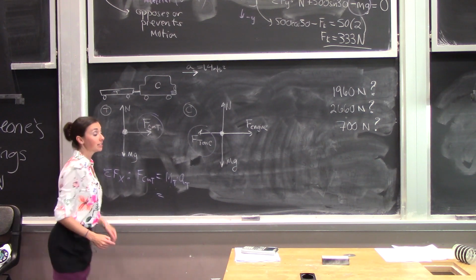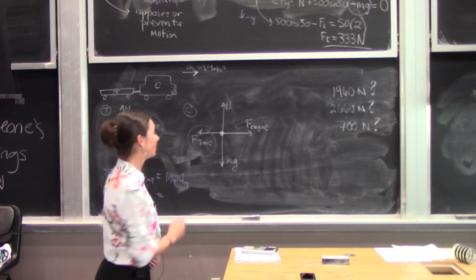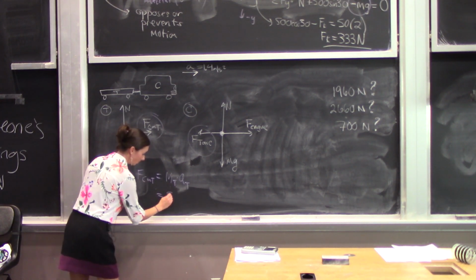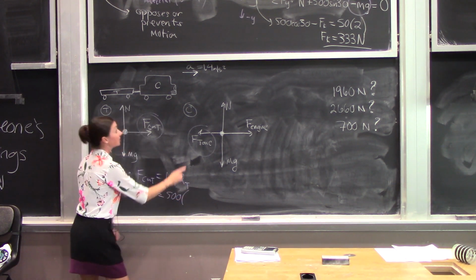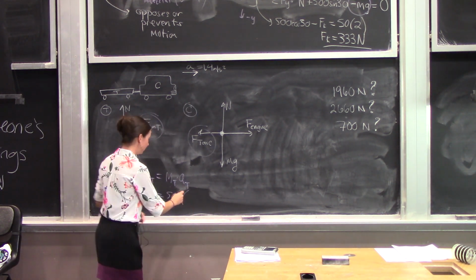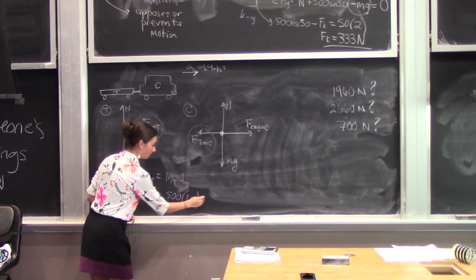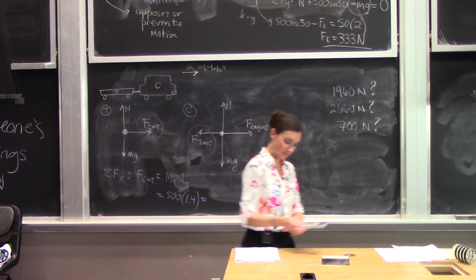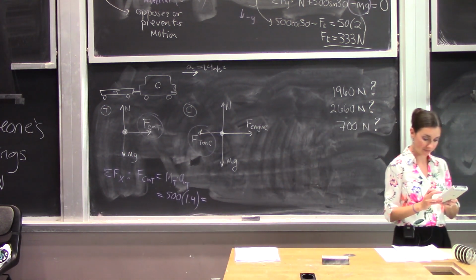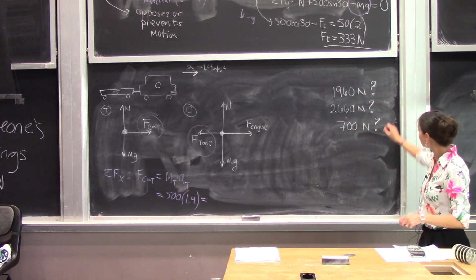And the mass of the trailer, I don't remember what it was, 500 kilograms times the acceleration. They have the same acceleration, 1.4. Alrighty, 500 times 1.4, 700.